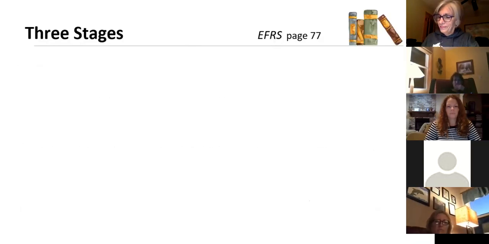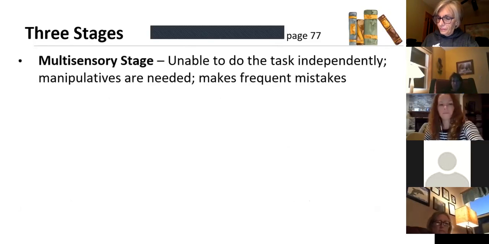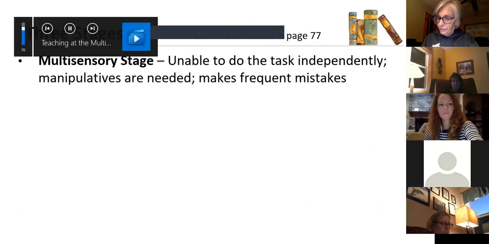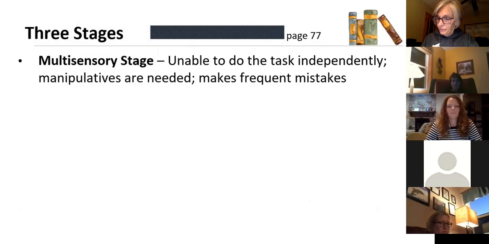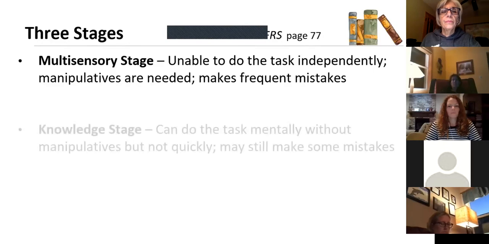There are 3 stages students follow when learning new skills. This can be found on page 77 from Equipped for Reading Success. So we start at the multisensory stage. Now this is a stage where the student is unable to do the task independently, and they need some sort of a manipulative or external prompt to help them. And so this is really the teaching stage where they're learning how to do it. This is a stage where they'll make many mistakes, and we're usually on this stage for a while, particularly with some of the more complicated skills.